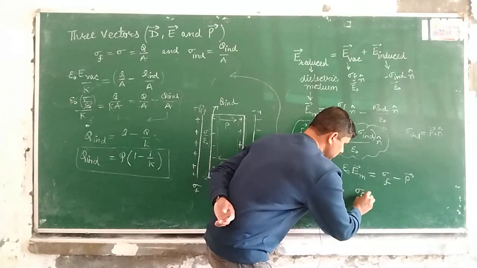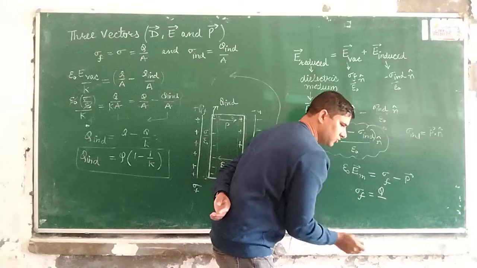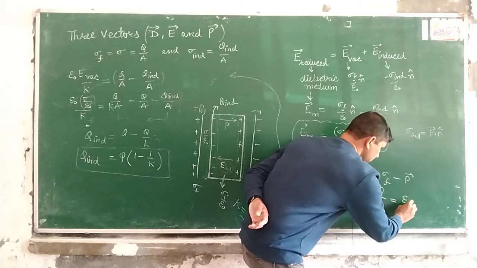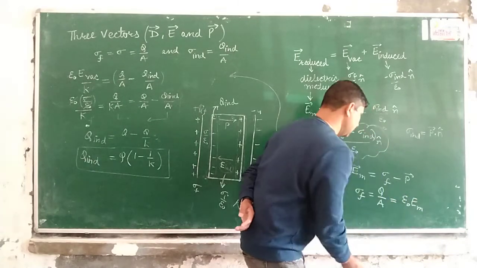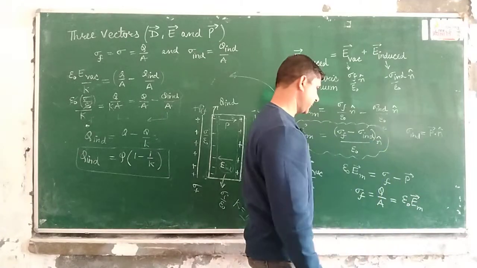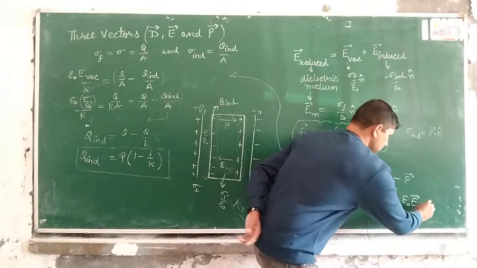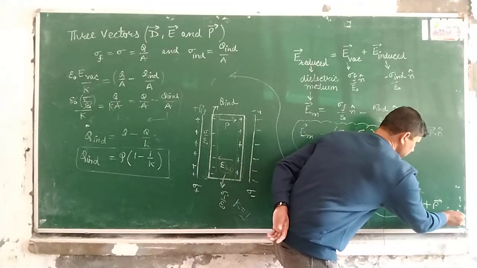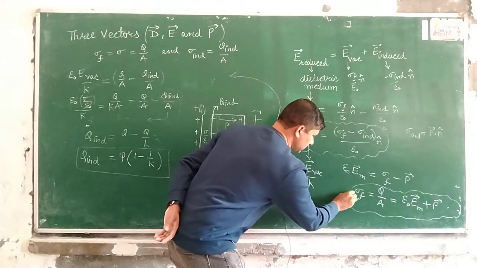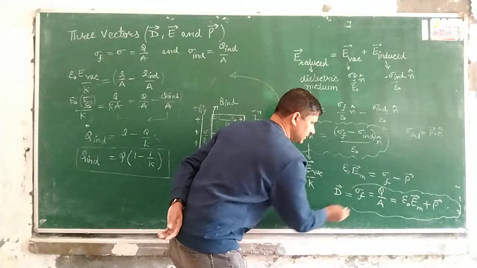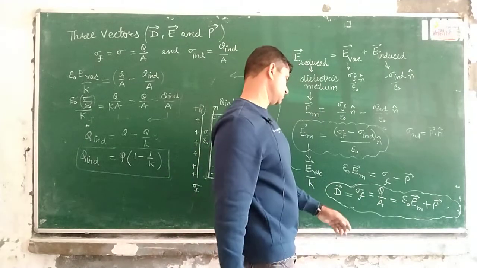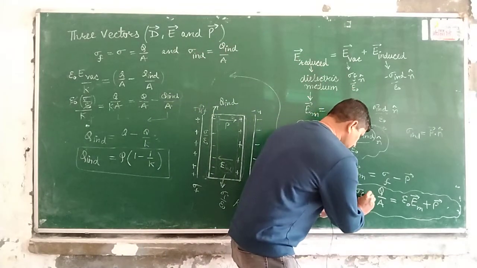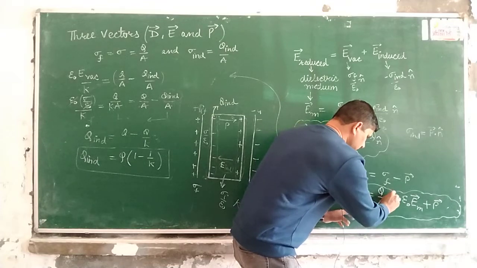then you can write sigma free, which is the free charge available on the plates divided by area, and this will be equal to epsilon node E of the medium, plus vector P. So you have to keep in mind that this sigma free will give you vector D. This is how you can adjust it, and if you write it in vector form, then you can write here unit vector n.